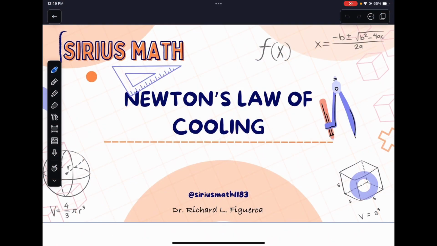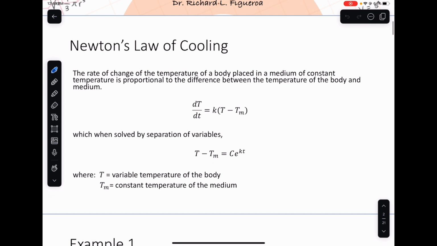Okay, so we're now on another application of first order differential equations, and this is about Newton's law of cooling. Newton's law of cooling states that the rate of change of the temperature of a body placed in a medium of constant temperature is proportional to the difference between the temperature of the body and the medium. So the change in temperature depends on the difference between the temperature of the body and that of its medium.